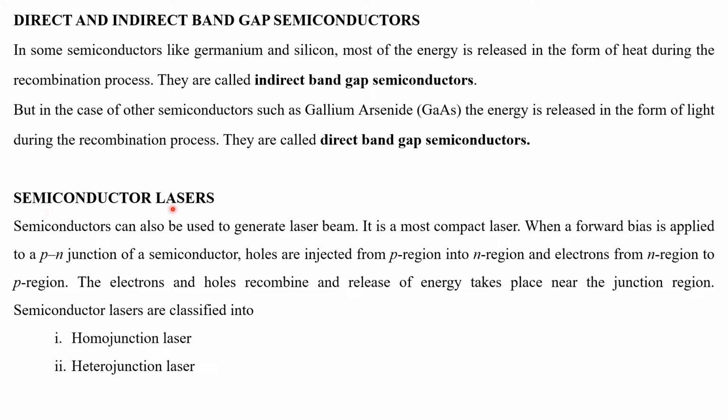Now, semiconductor lasers are used to generate laser beams. They are very compact in size. When the diode is forward biased by applying an external source to a p-n junction diode of semiconductors, holes are injected from the p-type into n-type and electrons from n-type are injected into p-type. The electrons and holes recombine and energy will be released near the junction region. And semiconductor lasers are classified into Homo junction laser and Hetero junction laser.